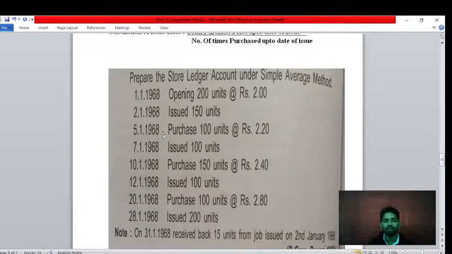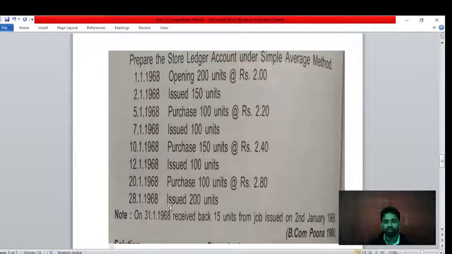Now see the problem. Prepare store ledger accounts under the simple average method. With the help of this information we have to prepare the simple average method statement. You know the format. Whatever format you prepared for LIFO and FIFO, like this only you have to prepare, just adding the working note to ascertain the average issue rate. Now see, on 1st January 1968, opening 200 units at rupees 2.